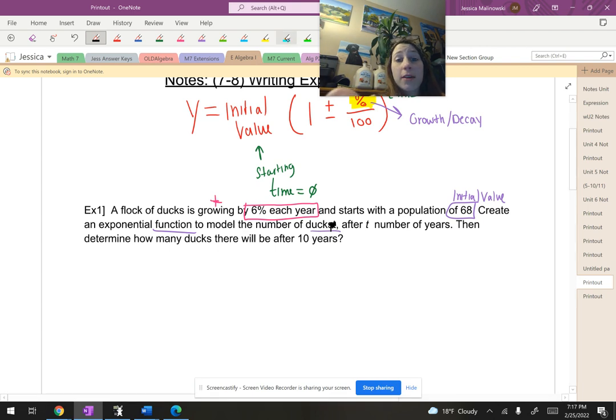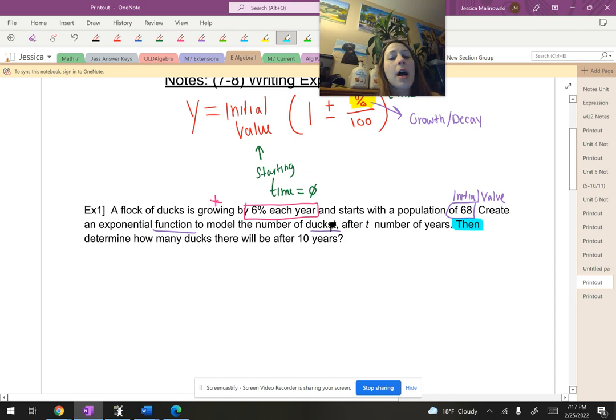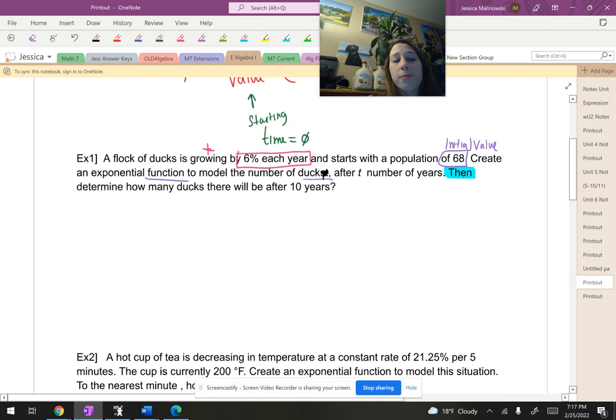Then, there's a then. We love those thens. Two things, two questions, two things to do. How many ducks will there be after 10 years?